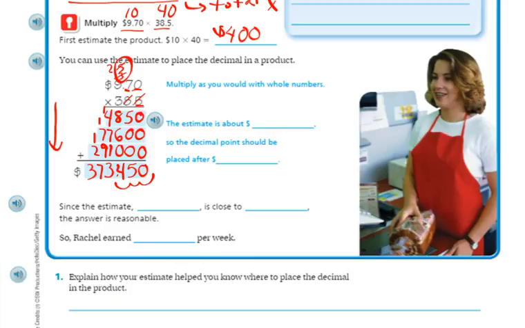All right, so let's fill in our information here. It says multiply as you would with whole numbers. That's the process that we go through. The estimate is about $400. So the decimal point should be placed after the 373, which is where we placed it. Since the estimate of $400 is close to $373.45, the answer is reasonable. So Rachel earned a nice $373.45 for a week of hard work.